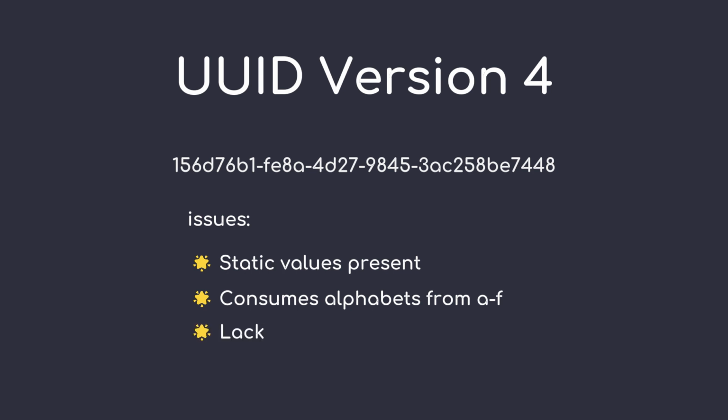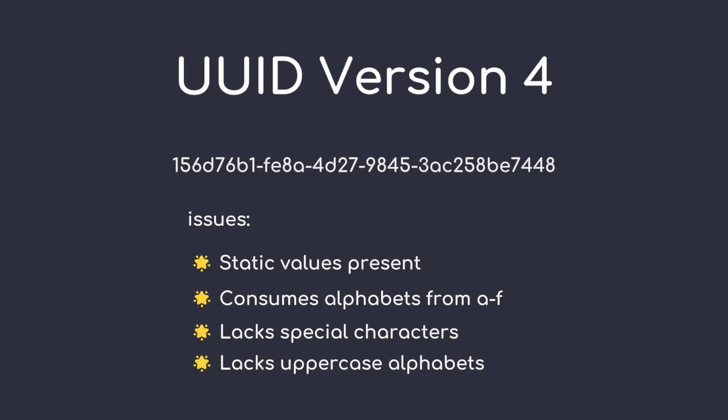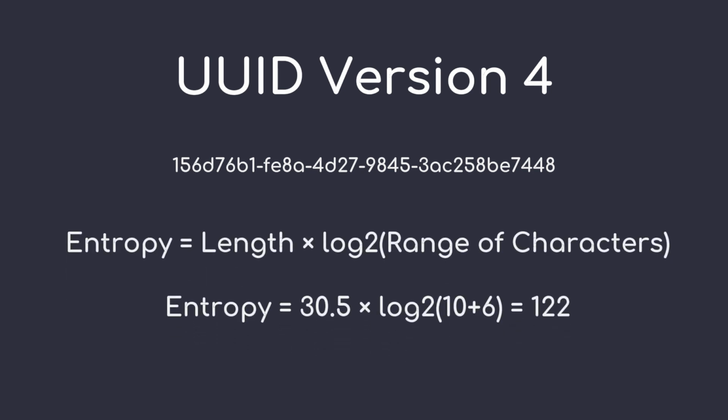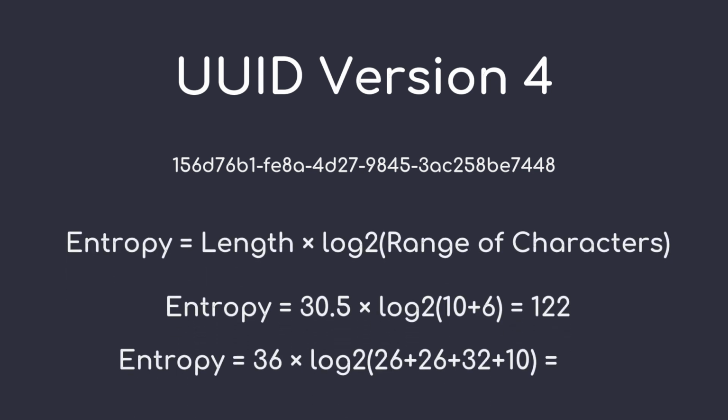The other issue here is the lack of special characters. The only special character it uses is the hyphen, but we cannot include them when calculating the randomness of a UUID because they are at fixed positions. Moreover, there are no uppercase letters, which further reduces complexity. Based on the limitations of the version 4 UUID, we have an entropy of 122 bits. However, if we compare this with a string of a similar length, with upper and lowercase letters, special characters, and numbers, we get an entropy of 236, which is almost double that of a UUID version 4.